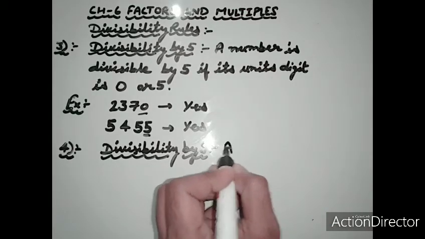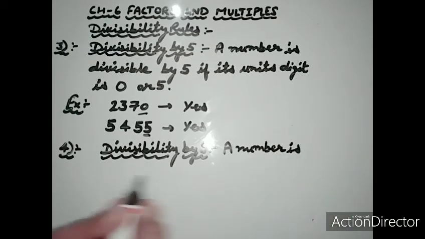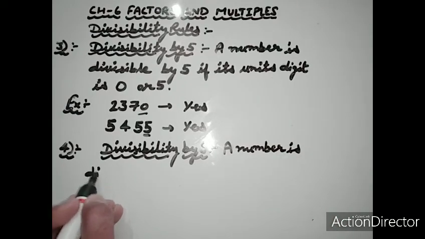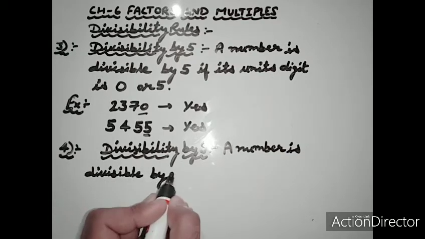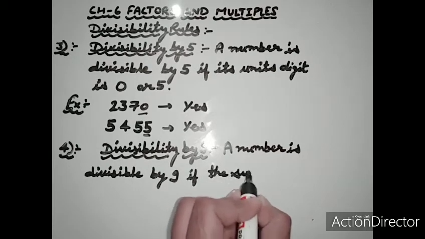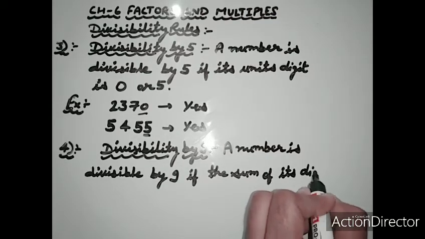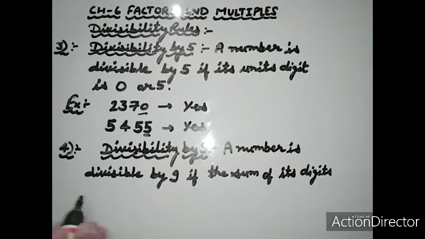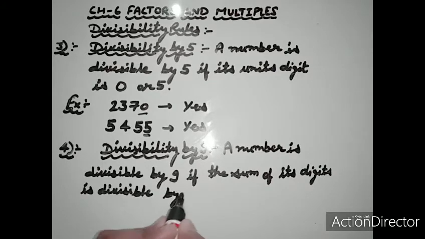So here we write: a number is divisible by 9 if the sum of its digits is divisible by 9. We take an example here.